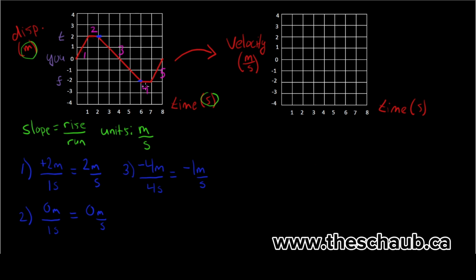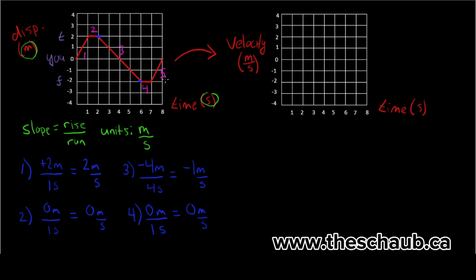In the fourth segment, the student is again not moving. So the student has a rise of 0 meters, and they're standing still for 1 second, so we have a run of 1 second, giving the student a velocity of 0 meters per second. Again, this makes sense. We're standing at our friend's desk and we're not moving.